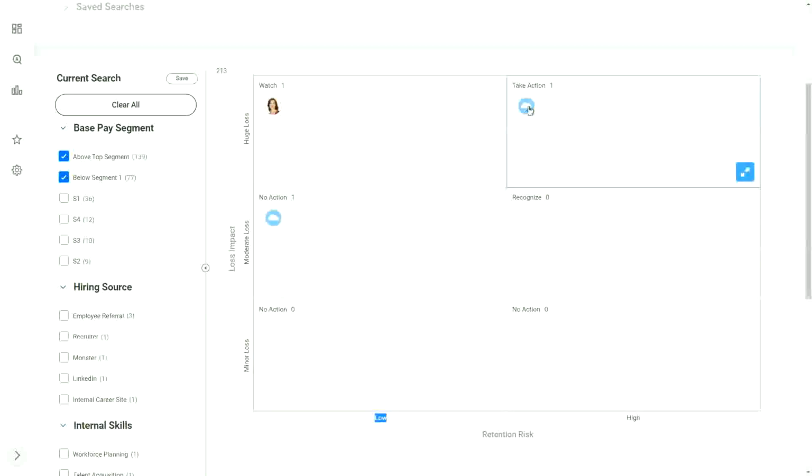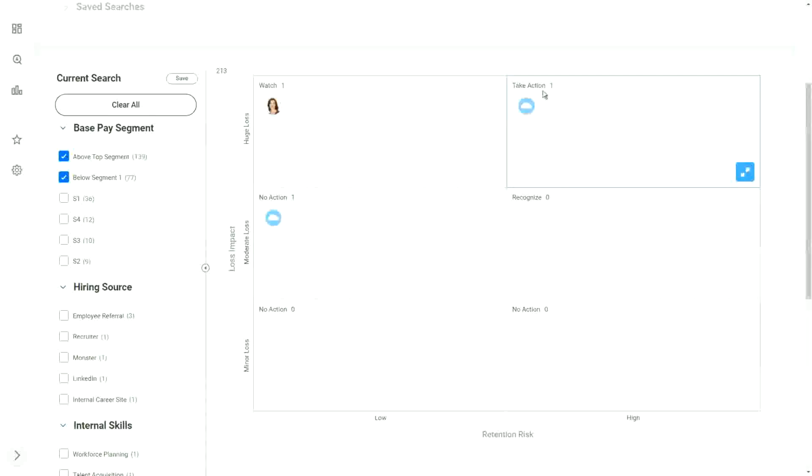But what about the person here, Deborah Wilson? High chance of leaving. And what will happen if she leaves? Huge loss. So what should we do as a manager? Let's say I am a manager and I'm looking at this report. What should I do? I would take immediate action on Deborah.